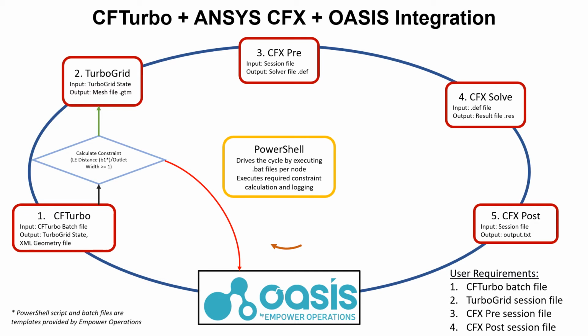The first node is the CFTurbo batch file, which is also the input file where OASIS writes the input values at the beginning of an iteration. Once the CFTurbo batch file is executed, it outputs a TurboGrid state file and an XML geometry file. The PowerShell script calculates the cheap constraint of the geometrical relationship. If it is satisfied, then node 2, the TurboGrid session file, is executed, which outputs the mesh file.